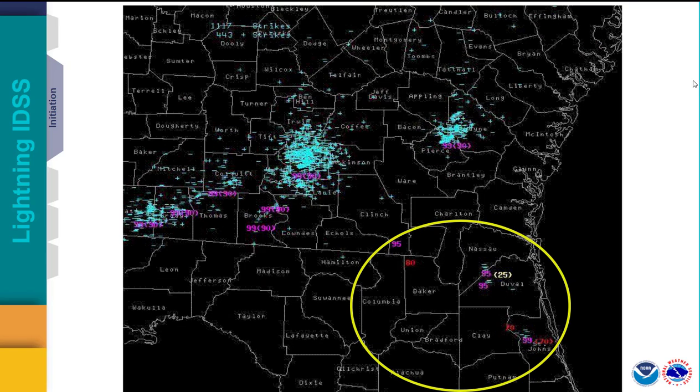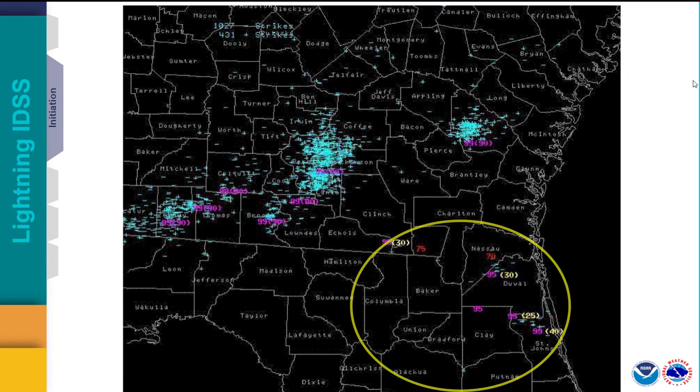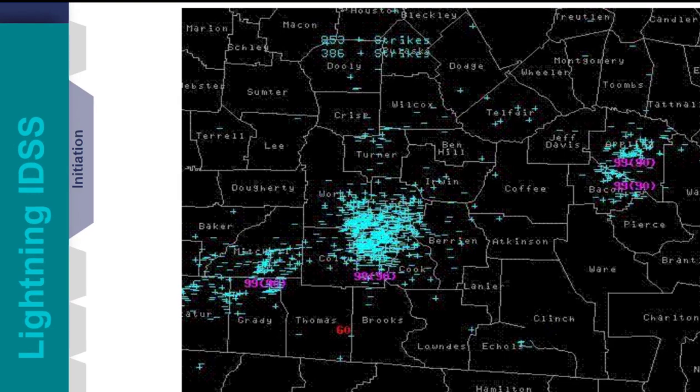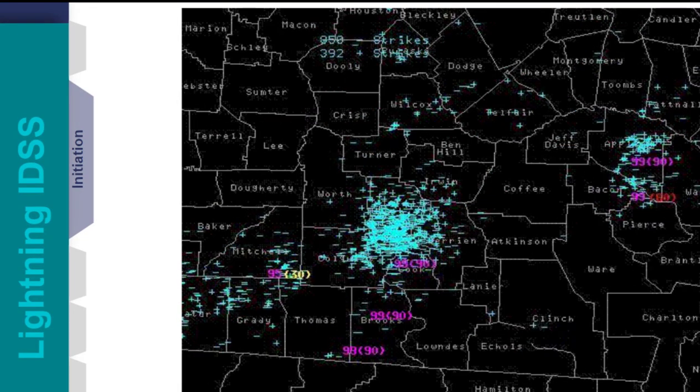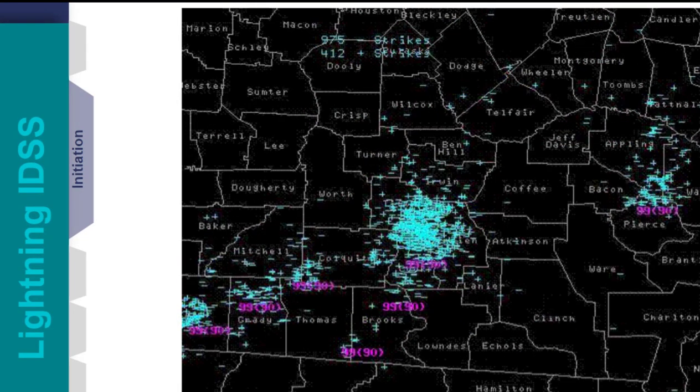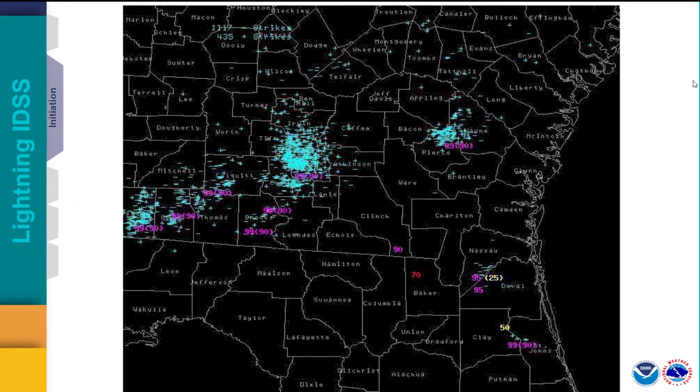Here's another example, comparing cells producing numerous to continuous cloud-to-ground strikes to a few cells over northeast Florida producing a lesser amount of lightning and showing lower probabilities. Note that the number in parentheses represents the probability for numerous strikes, which are maxed out for the southern Georgia storms.